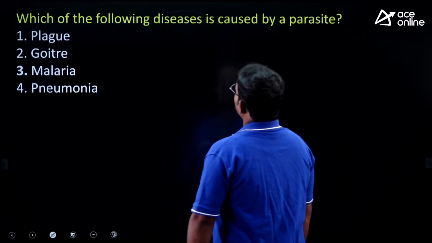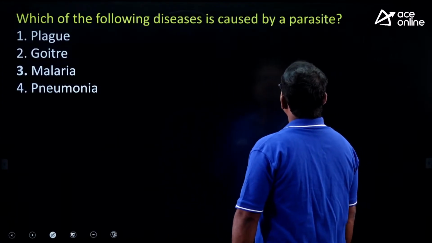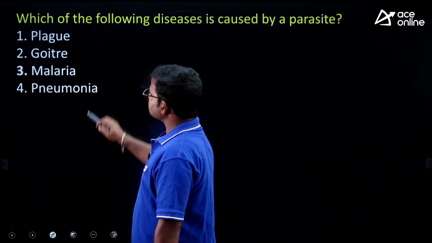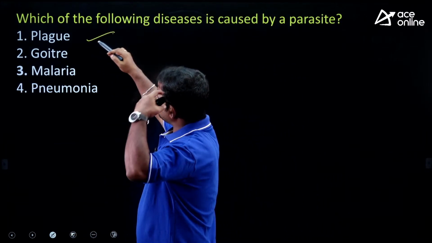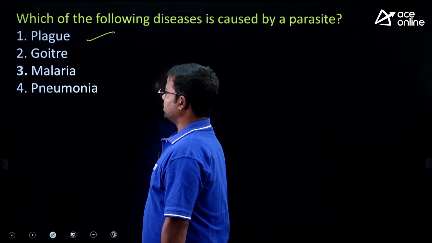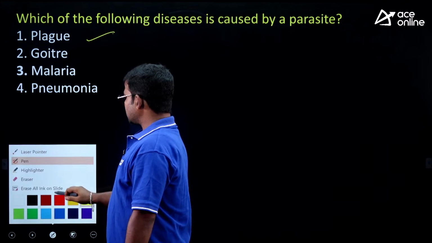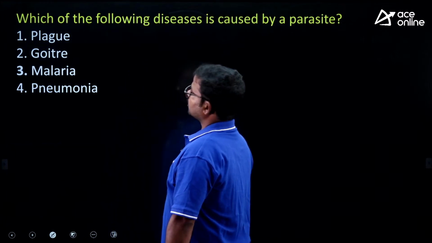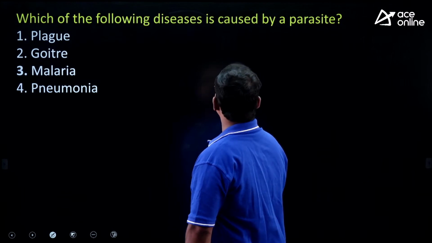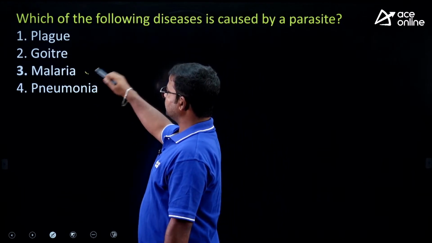Next one. Which of the following diseases is caused by a parasite? Caused by parasite. Here it is plague, goiter, malaria, pneumonia. Which is the correct option here? Plague, goiter, malaria, pneumonia. Which is the correct option? Mostly we have to consider malaria.